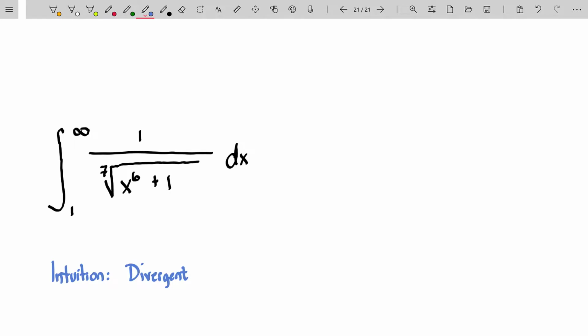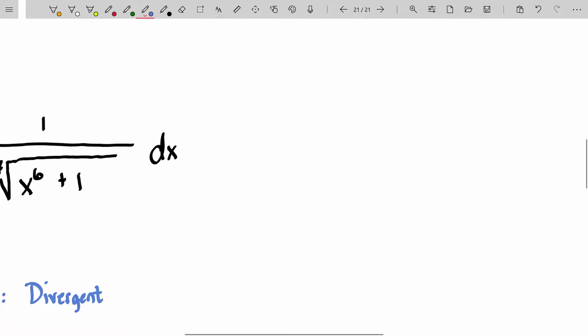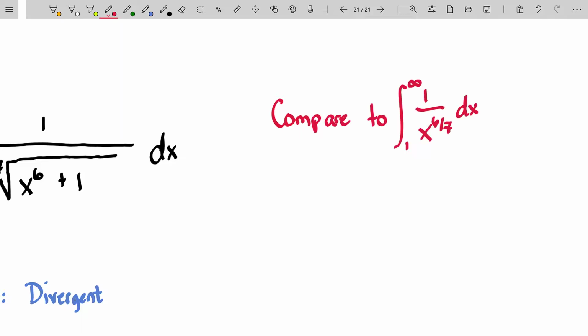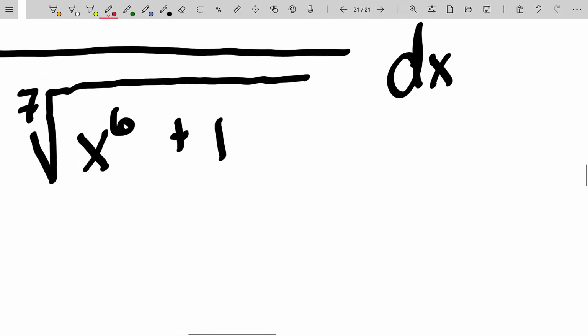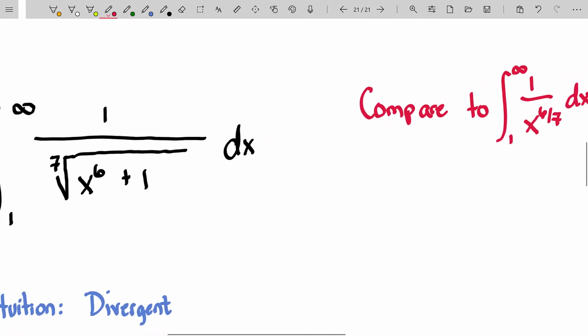Well, it seems pretty obvious, at least at first glance, that we would like to compare this to 1 over x to the 6/7, because, well, guess what? That diverges, right? So I'm going to start by writing that down. I'm going to write it in red because, to be honest with you, it's not going to work out. We happen to know that that improper integral will diverge just by the power test for improper integrals. So we'll have to start creating an inequality comparing those integrands.